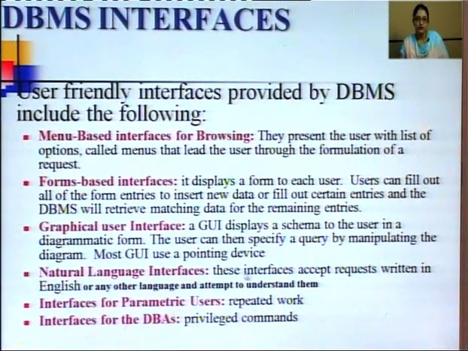Natural language interfaces are those interfaces which accept requests written in English or any other language which is easy to understand by them. Interfaces for parametric users are for repeated work. These are the interfaces which are used for repeated work by different users. And interfaces for DBAs, meaning database administrators, are those interfaces which are provided to administrators for privileged commands to provide them some sort of authority and authentication.